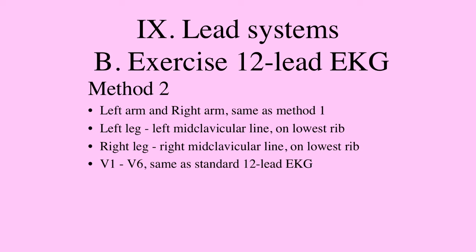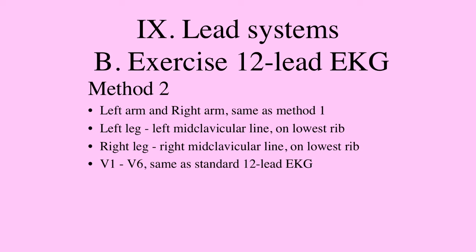Again, you leave V1 through V6 the same. They can stay on the torso. And the arms are actually the same as method 1. But in method 2, which some labs use while other labs use method 1, bring the legs into these definitions that are on this slide: left midclavicular line, lowest rib, right midclavicular line, lowest rib, like that. So you have a couple of different methods for putting on these exercise 12 leads.